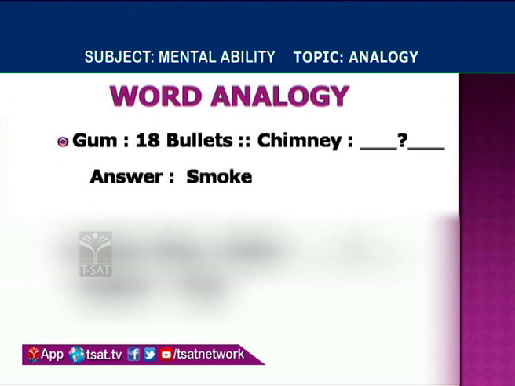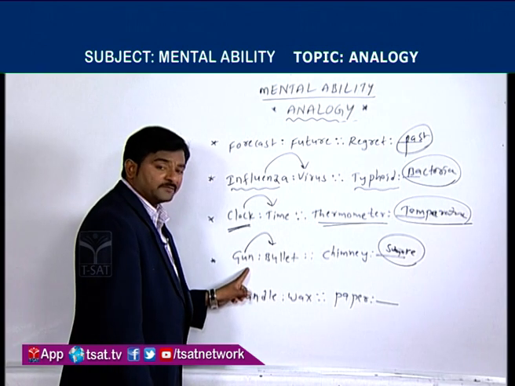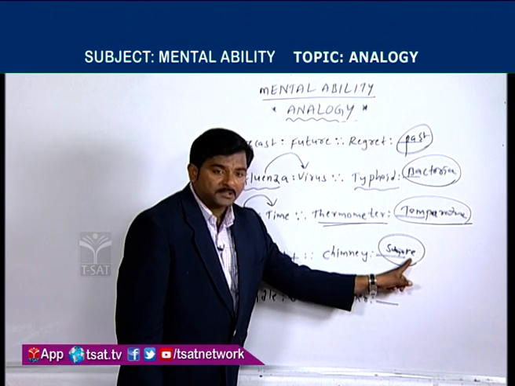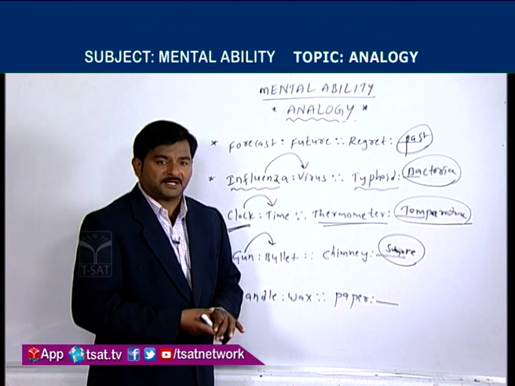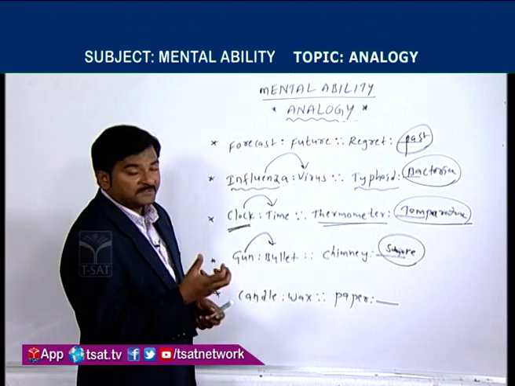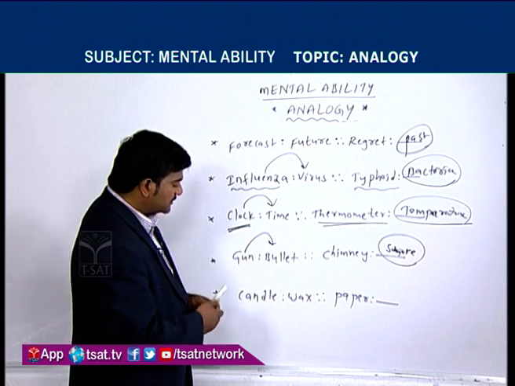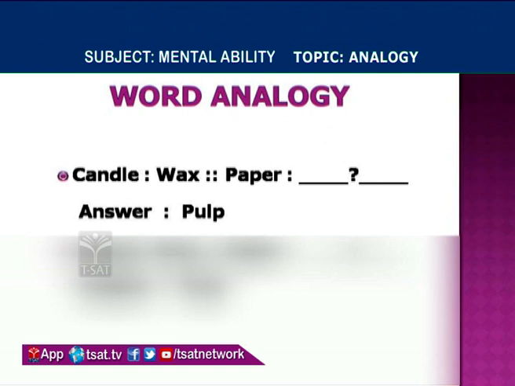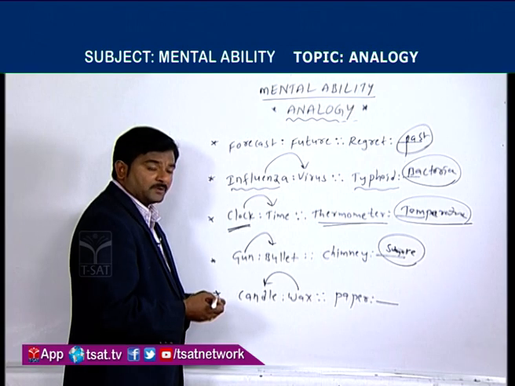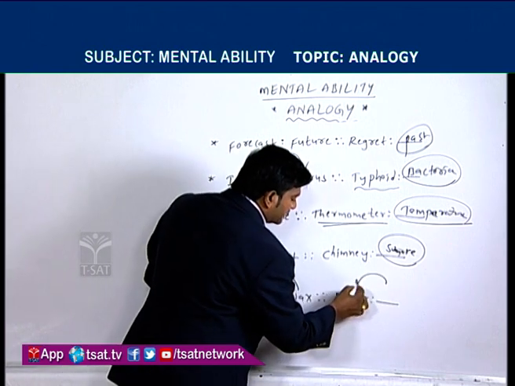First one, second one comes out from the first one. I repeat, bullet comes out from the gun. Similarly, smoke comes out from the chimney. That means second one comes out from the first one. Similarly, observe the final part: candle, wax, paper, dash. So it is very clear, candle is made up of wax. Similarly, paper is made up of what here? Pulp.